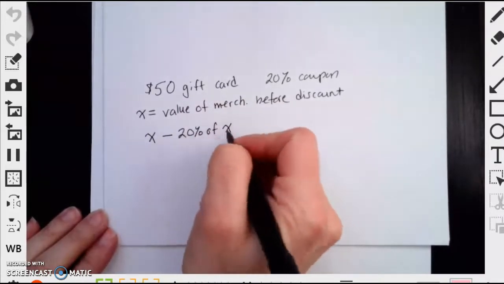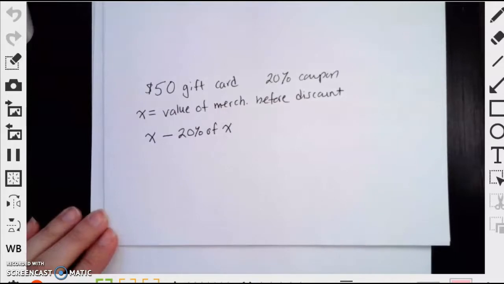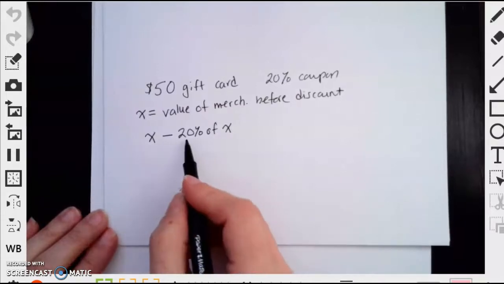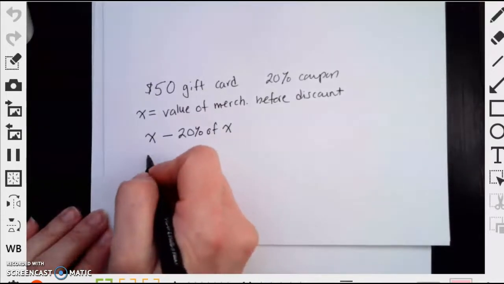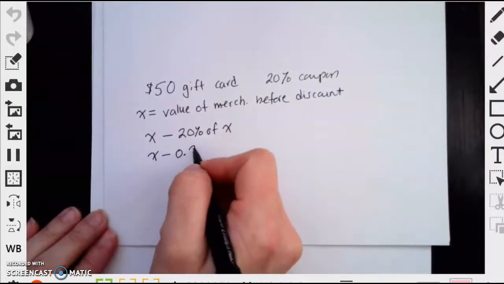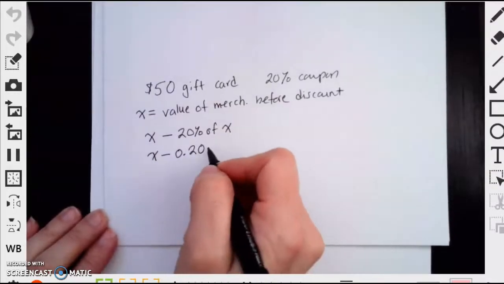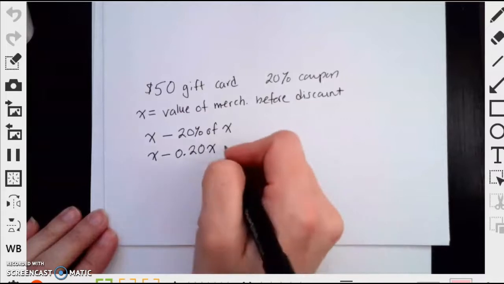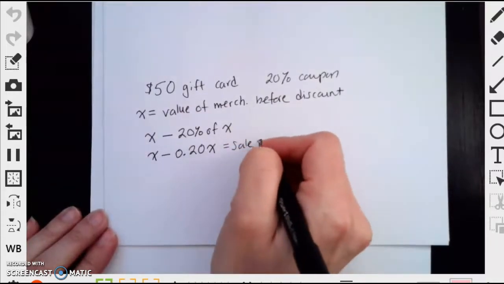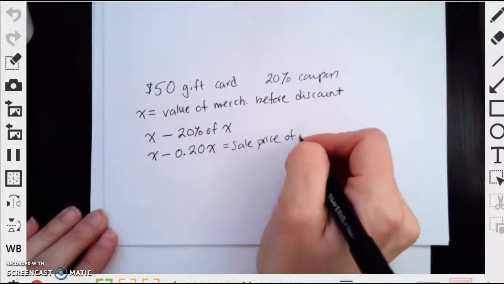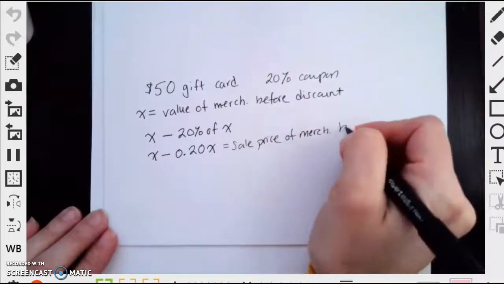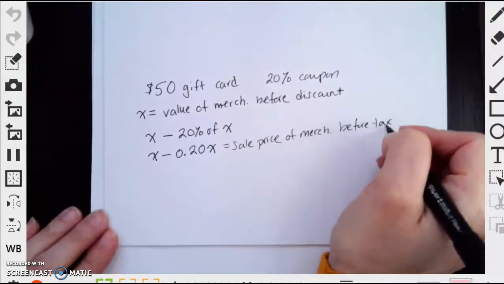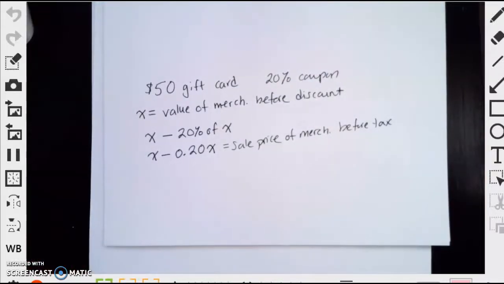So we can write that as an expression: the original amount of the merchandise, x, minus 20% of that original amount. We can translate that into an expression, much like we did in the last example. So 20% we will rewrite as a decimal, x minus 0.20 of means multiply times x. So this represents the sale price of the merchandise, and this is before tax. So I want that sale price to be equal to $50 because that's the amount I want to spend.